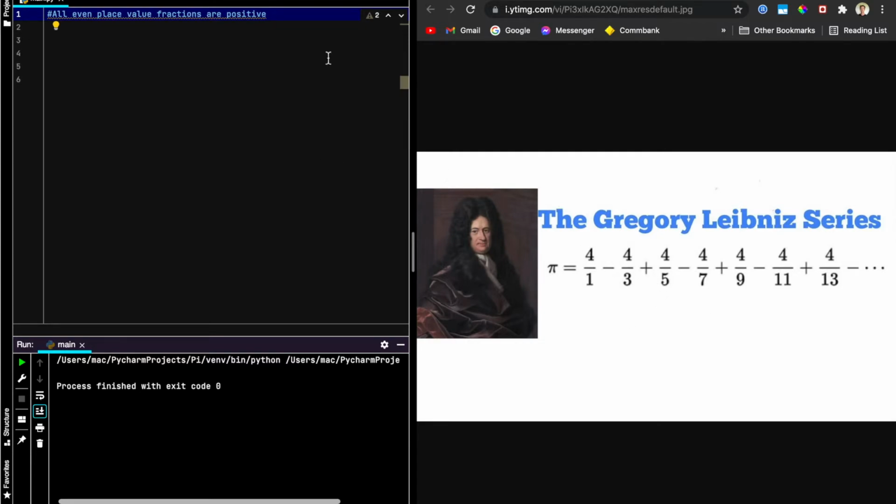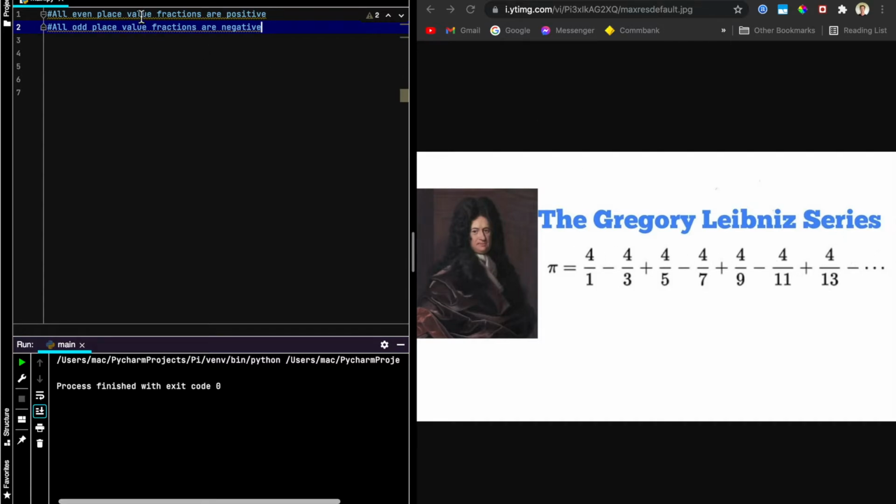On the contrary, we can also say that all odd place value fractions are negative. We can see that in the 1st place, it's minus 4 over 3, so negative. In the 3rd place, it is minus 4 over 7. And in the 5th place, it's minus 4 over 11. And we are going to assume that this continues on, which it does.